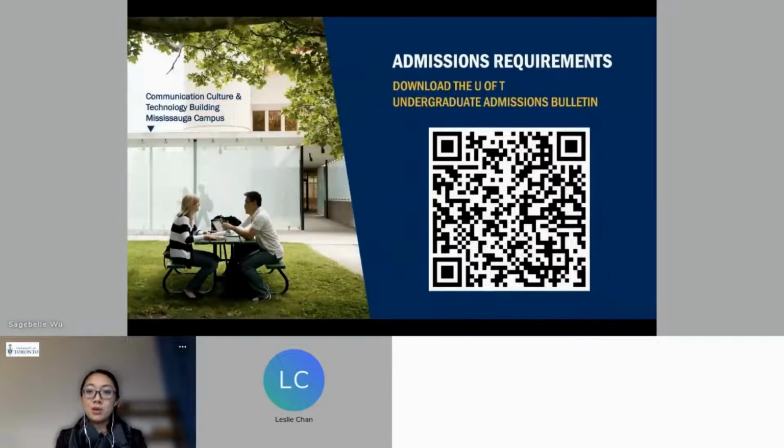So this is that QR code I mentioned. You can download the U of T undergrad admissions bulletin by scanning this QR code, or you can download it directly from this CANPII platform, because I did upload a copy there as well.